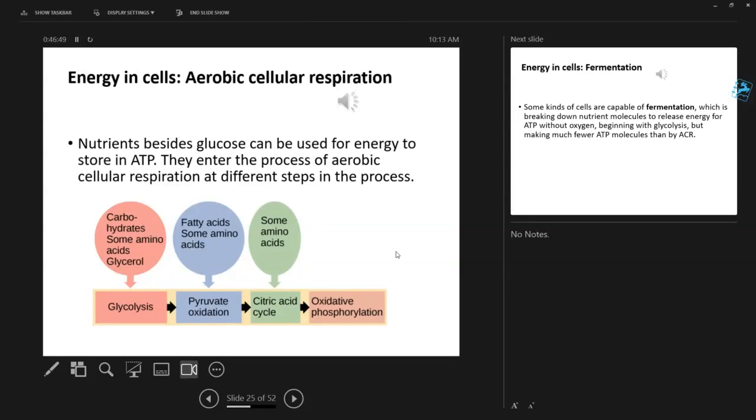But those different molecules, other than glucose, they can enter this. Some of them can skip the first step or the second step. So if it's fatty acids from fats we eat, they don't have to be broken in half by glycolysis. They can just go right into the, it says pyruvate oxidation. That means the same thing as the prep reaction. And oxidative phosphorylation, that means the same as the electron transport chain, just adding phosphates.